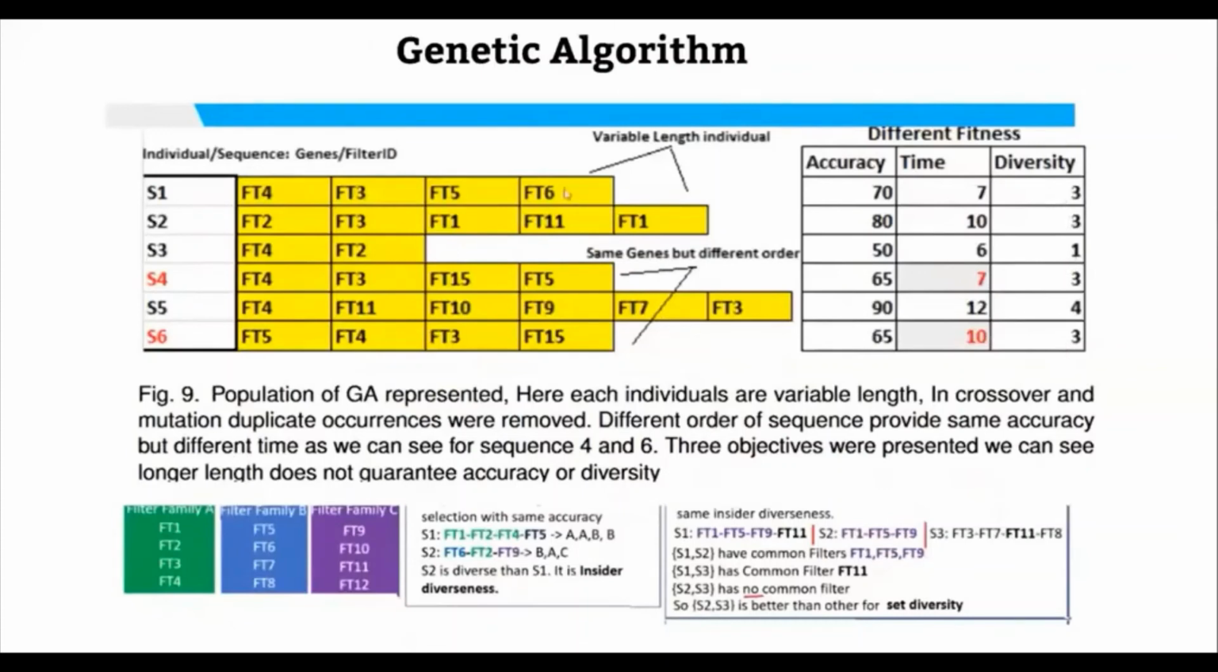This 3 means these 4 came from 3 different filter families. One means these 2 come from 1 filter family. The more diverse it is, the more chance it has to work against unforeseen attacks.